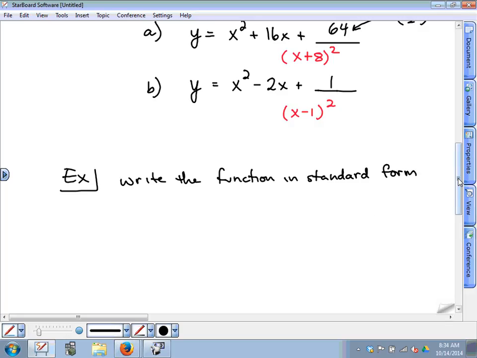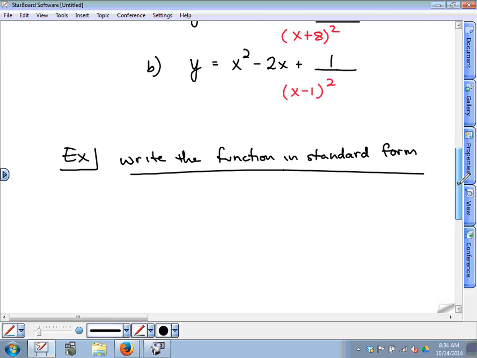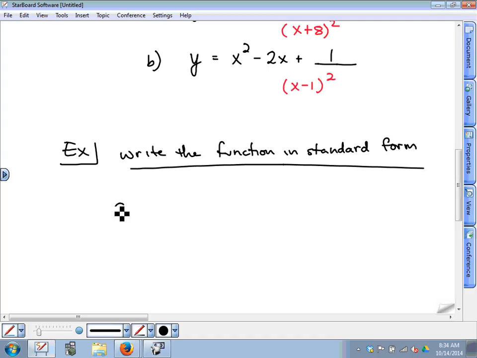by completing the square. When you see this phrase, write the function in standard form, in your mind you're thinking, okay, how do we do that? By what? Completing the square. Here's the function, part A. F of x equals x squared plus 12x minus 4.